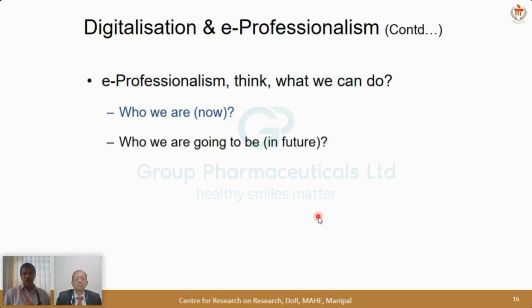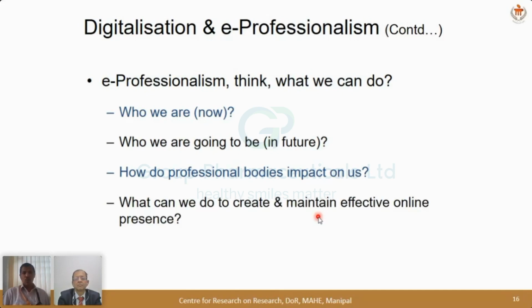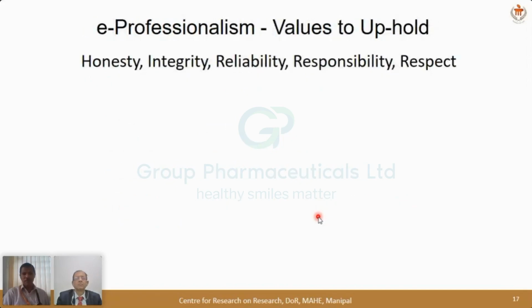So this needs a very, very clear definition. You have to define what we are, and how professional bodies impact us. For example, ACT or PC, how do they impact us, or government bodies? That is what we have to understand. First we have to question, then you jump into e-professionalism. What can we do to create and maintain an effective online presence? If you answer this question, automatically you have e-professionalism in front of you. That means you will be very popular. That is the meaning of it.